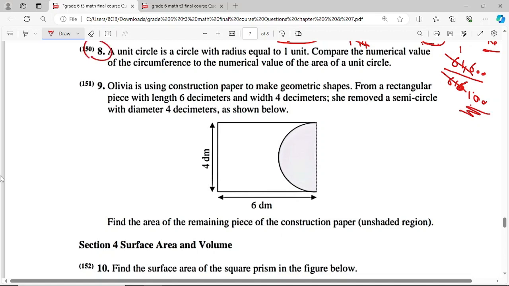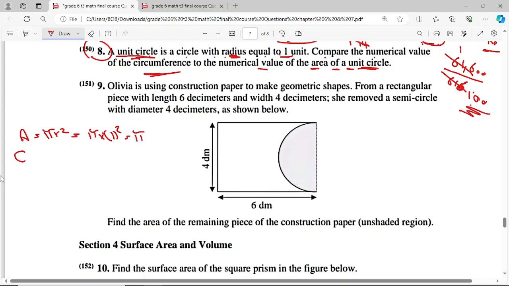Question number 8. A unit circle is a circle with a radius equal to 1 unit. So when I get a question about a unit circle, the radius is equal to 1. Compare the numerical value of the circumference to the numerical value of the area of a unit circle. Now, the area of the circle is pi r squared, and r is 1, so it will be pi multiplied by 1 squared, which is pi.